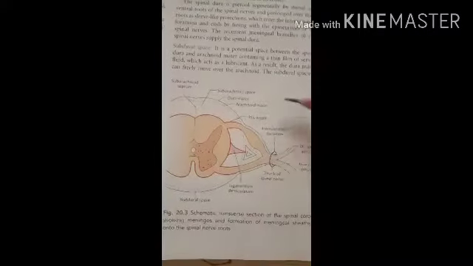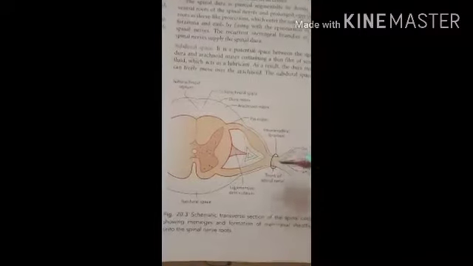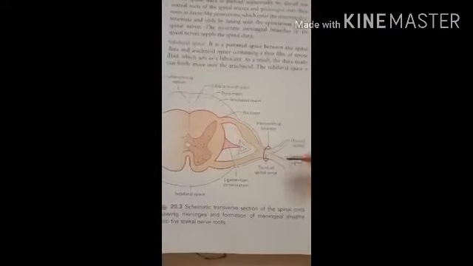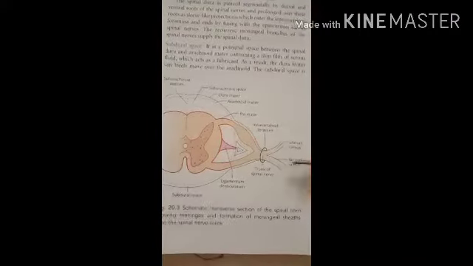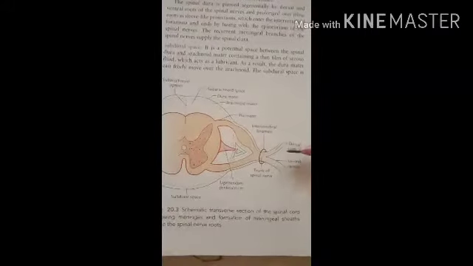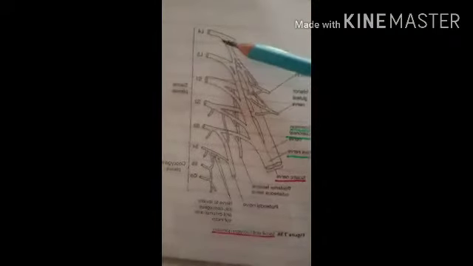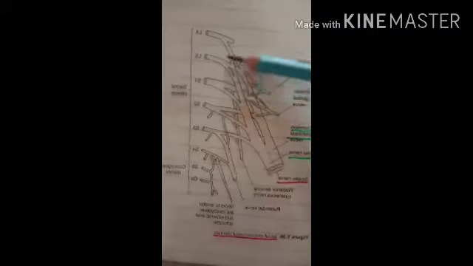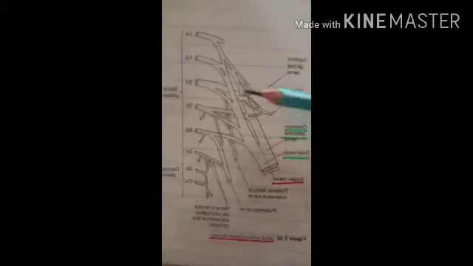In the cervical, lumbar and sacral regions, the anterior rami unite near their origin to form large masses of nerves, called the plexuses. Here in this diagram you can see the ventral rami joined with each other to form the plexuses of the nerves.